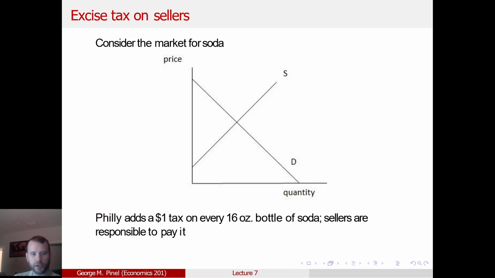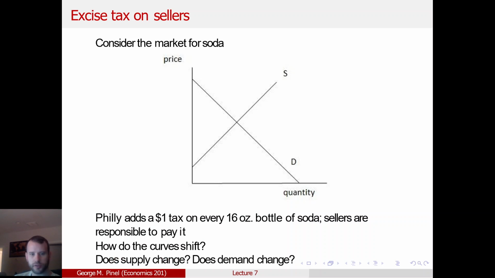Then Philadelphia goes ahead. They say, for every bottle of soda, we're going to add $1 tax to that. So $1 goes to the government, and the rest goes to the suppliers. Sellers are responsible to pay the tax. So this is a back end tax. If the seller charges $5 for every bottle of soda, they keep $4, and then they eventually have to give $1 to the government. How should this shift the curves?